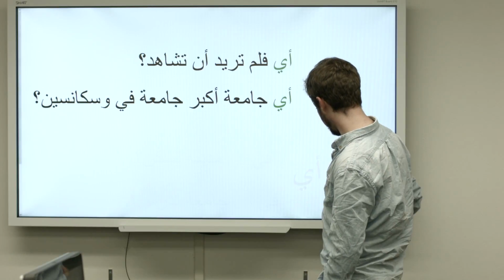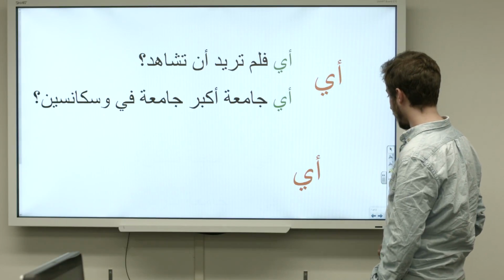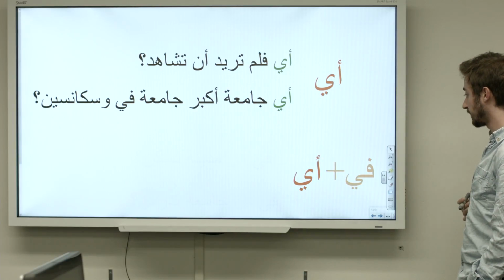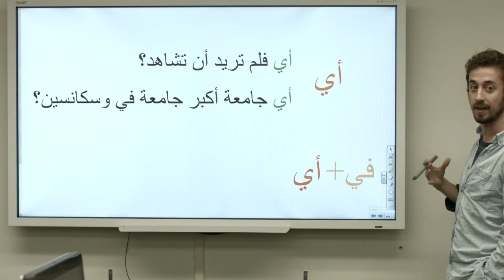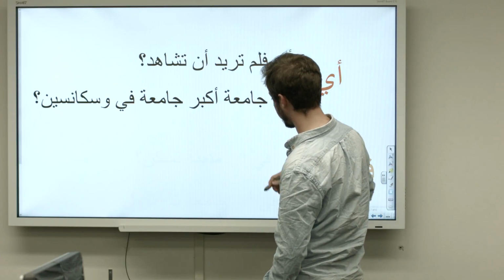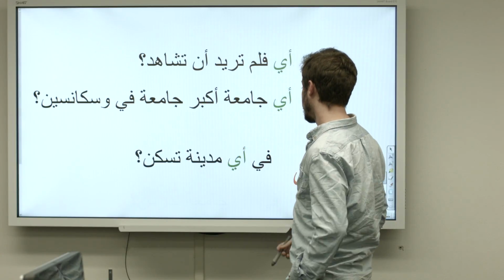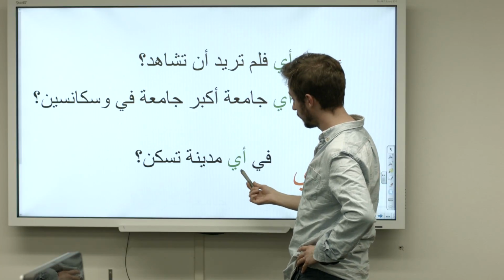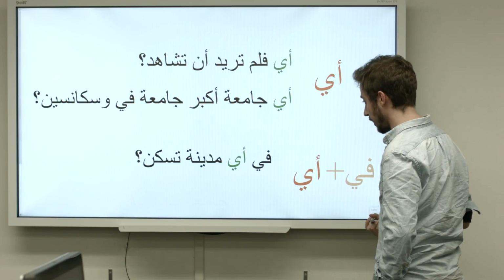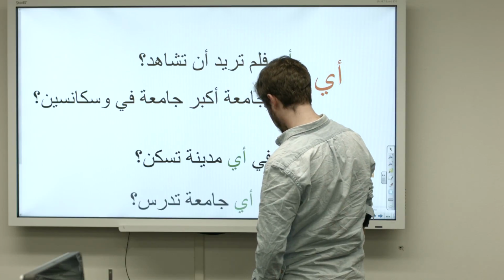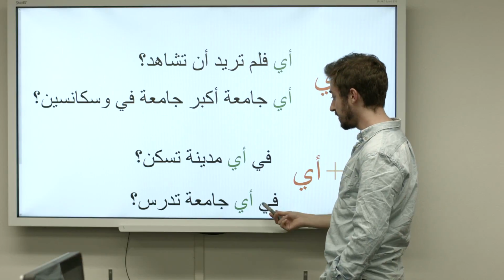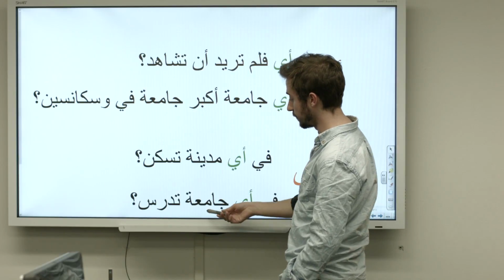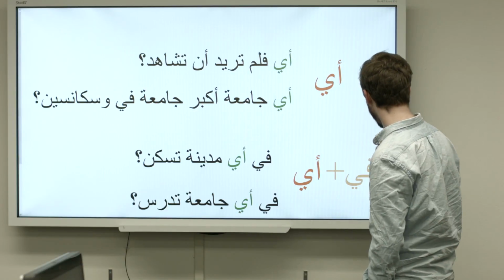And then lastly, just one little thing you could do with the particle ayy is that you can add another particle to it. It's not an interrogative particle, but it can make something more complicated. Fi ayy, which is like in which, right? You can say things like Fi ayy Medina Taskon. It's like asking where do you live, but being more specific. In which city do you live? It's like narrowing it down a little bit. And then similarly, you have Fi ayy Jamia Tadros. In which university do you study?